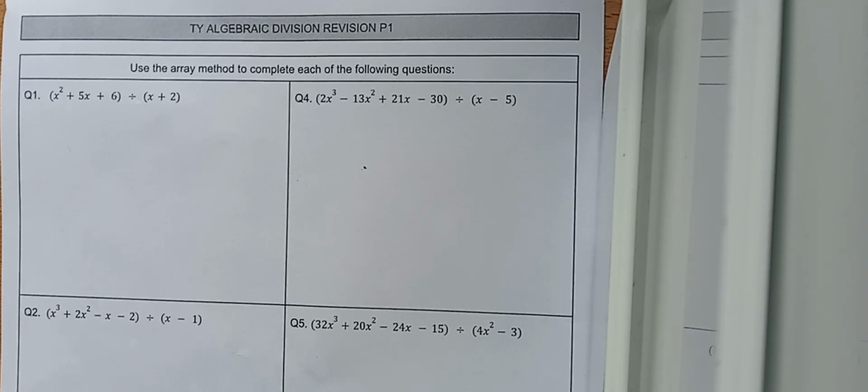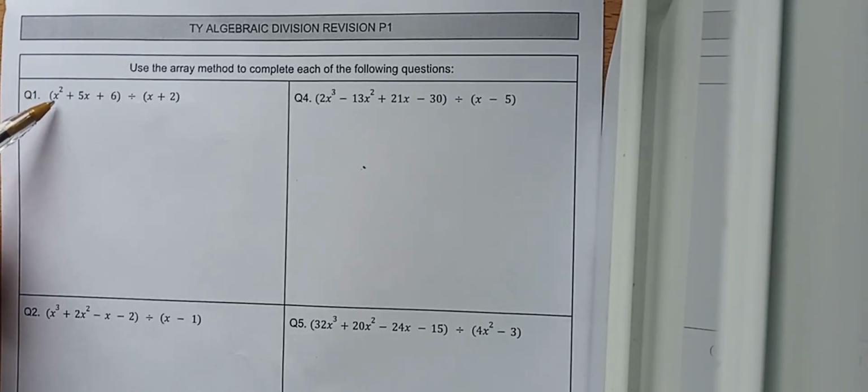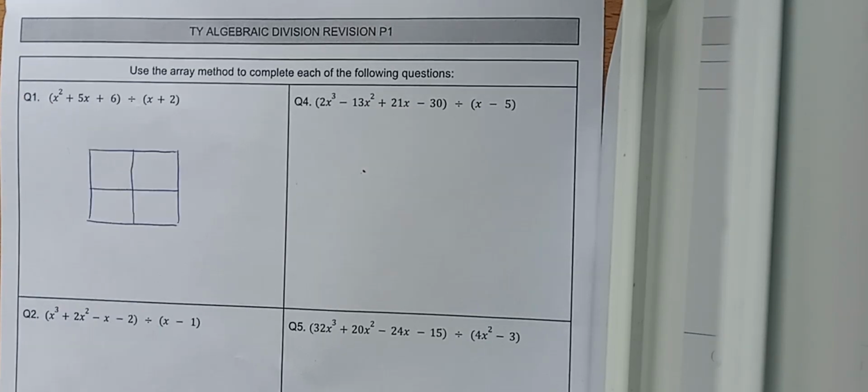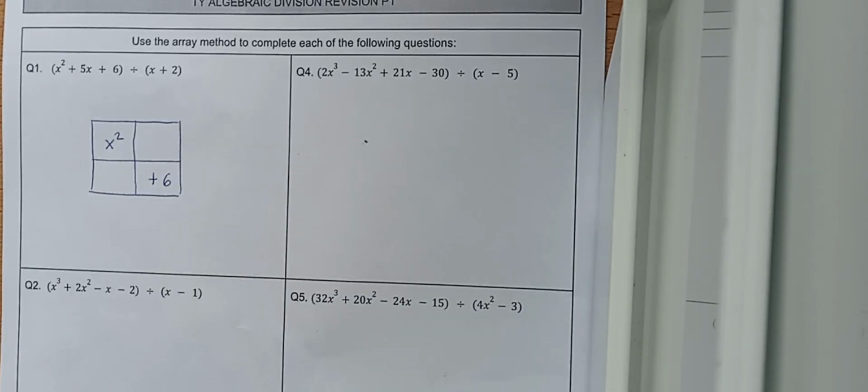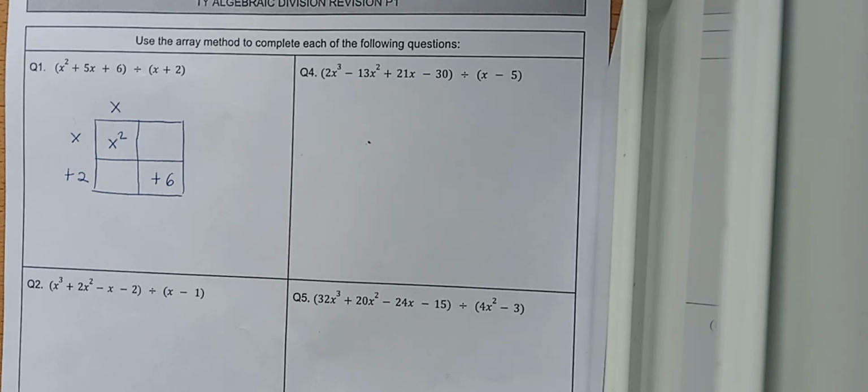This is the solution video for the TY Algebraic Division Revision Worksheet. We're going to use the array for each of these questions. In the first question, we've got a quadratic, only 4 boxes required. First and last terms go in, factor on the outside, and then we complete each position in the grid.